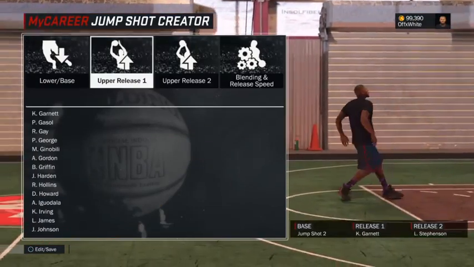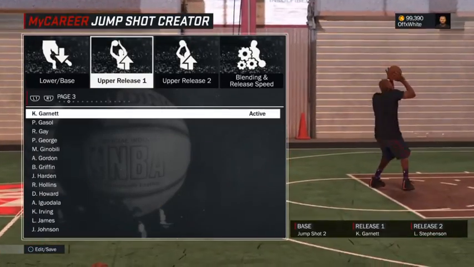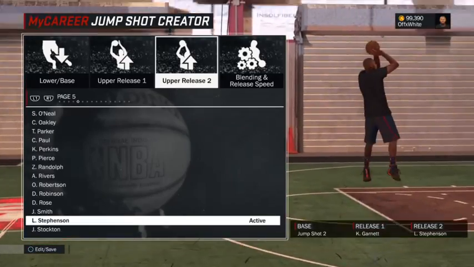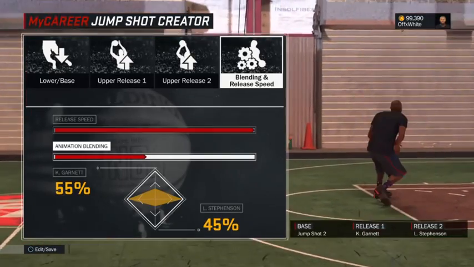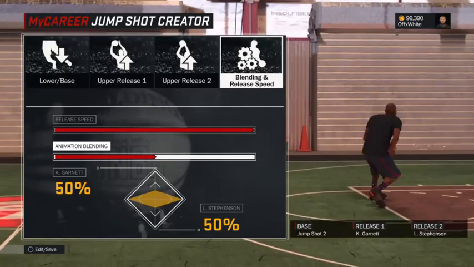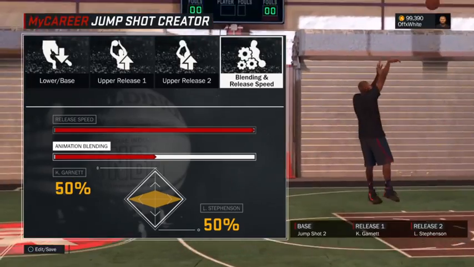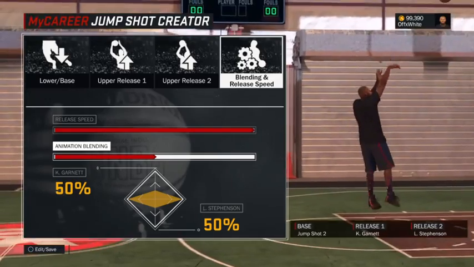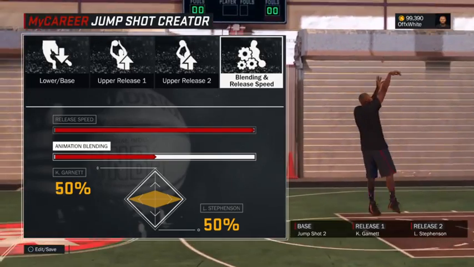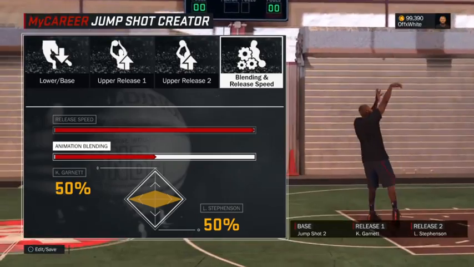Right now for base 1 we're using Kevin Garnett. For base 2, we're using Lance Stevenson. So with the blending, when it's 50-50, it's a perfect harmony, you can see both. The reason why I use Kevin Garnett is because Kevin Durant puts the ball over his head when he shoots.